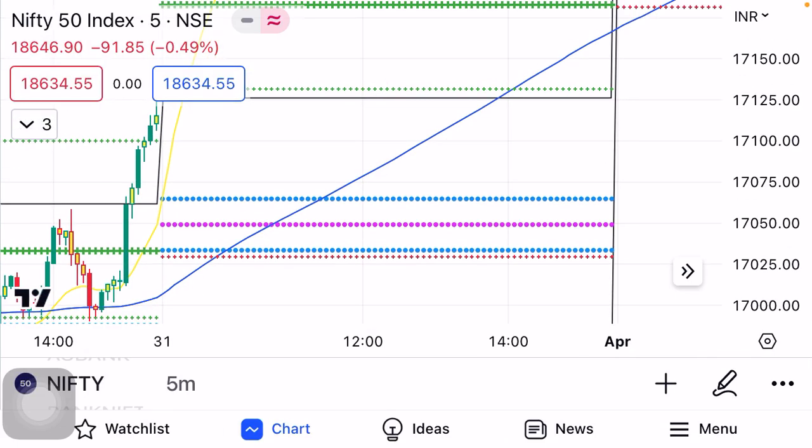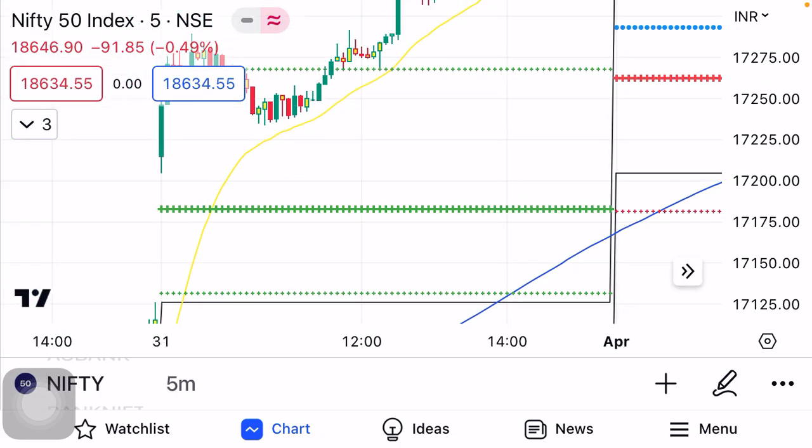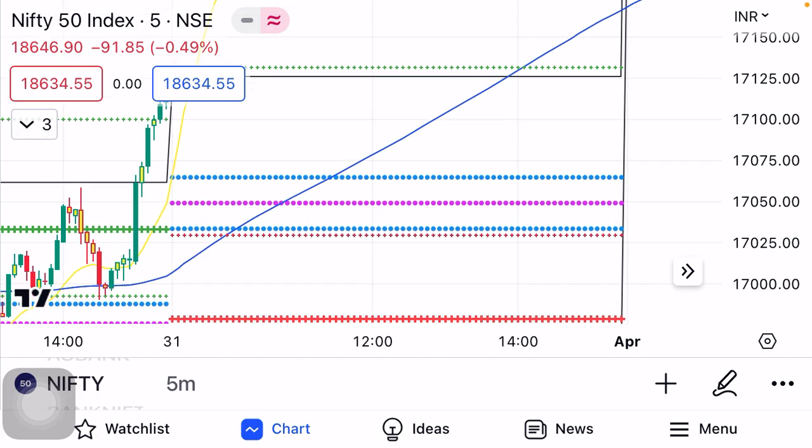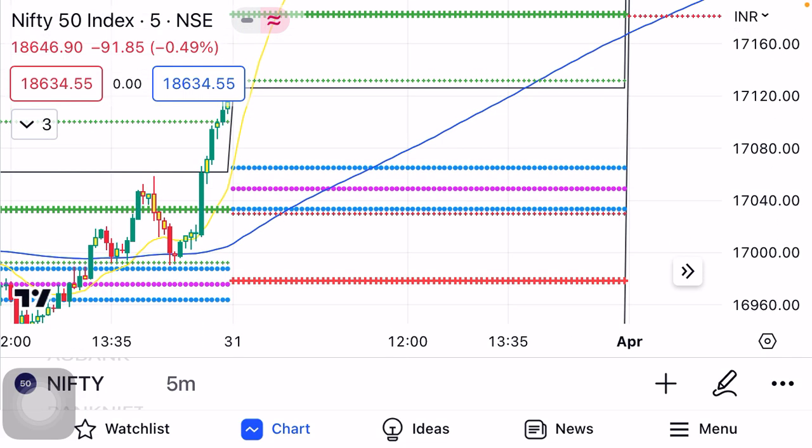Now we are going to see Nifty backtesting for the month of April. And before going to the backtesting, we'll see what our indicators are. The first indicator is CPR.